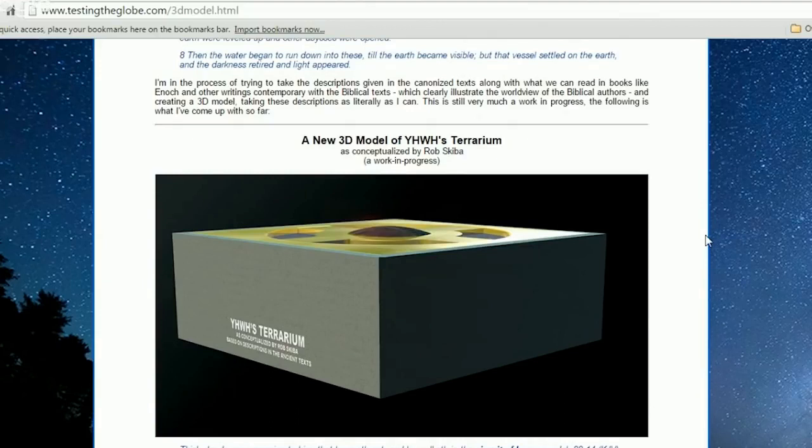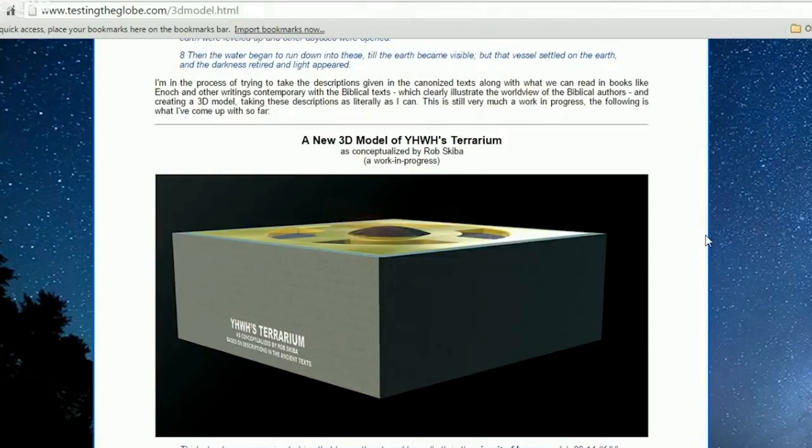And I've been working in a 3D software program. This isn't a real expensive program, and I don't have a really super powerful computer or anything like that. So it's not Avatar quality 3D or anything like that, but it gets the point across.